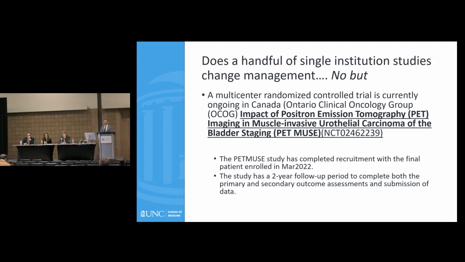Each year I email them for an update in preparation for this course, and they sent me back that they've completed recruitment and they'll have 2-year follow-up. So a couple more years, and they'll be able to tell us, hopefully with a little bit more certainty, whether FDG is indicated.